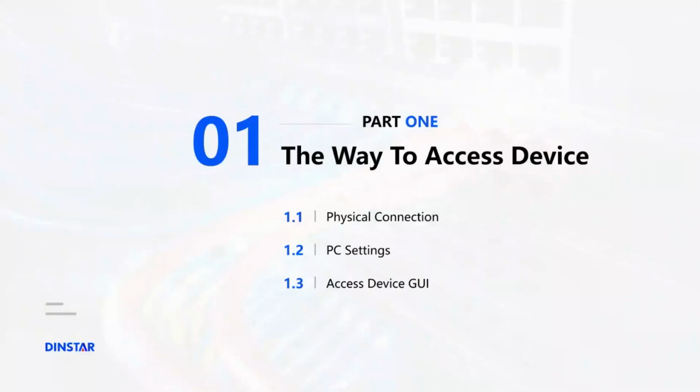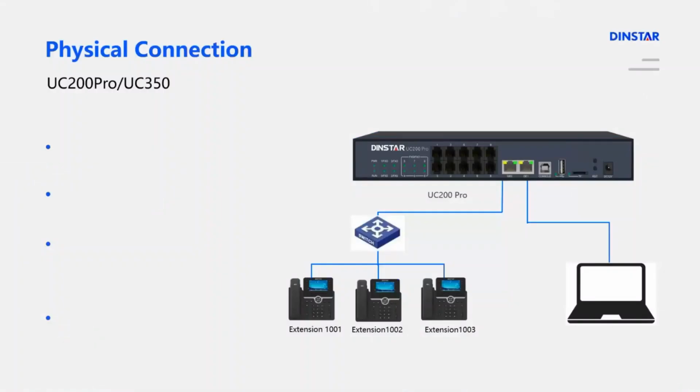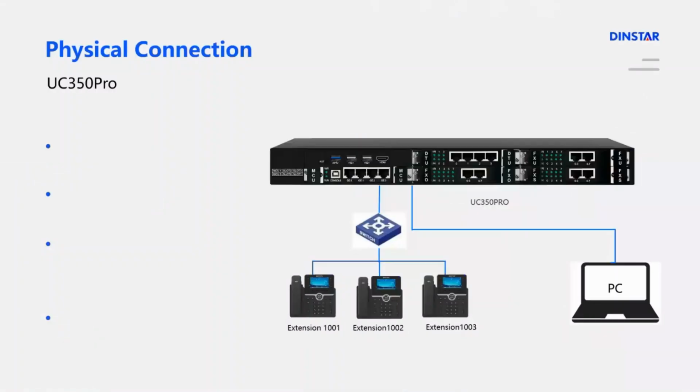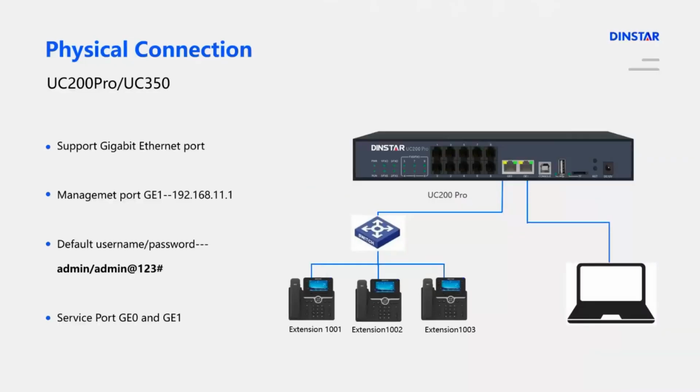Firstly, let's have a brief look at how to access the devices for the first time. Let's check the physical connection first. Our UC200 Pro and UC315 support gigabit Ethernet ports, and the management port is G1, and the service ports are G1 and G0.